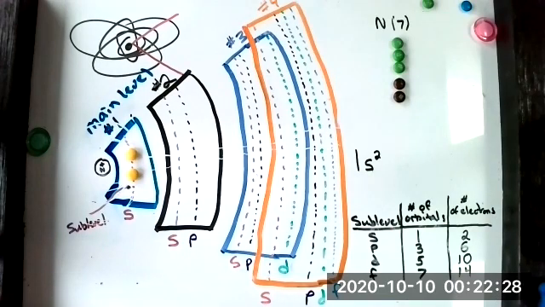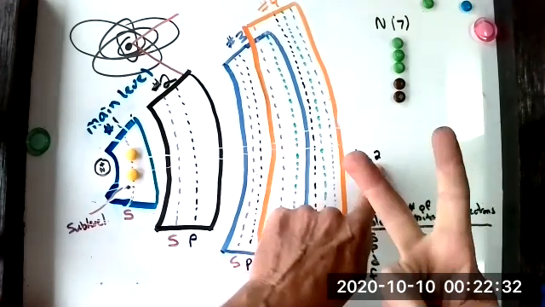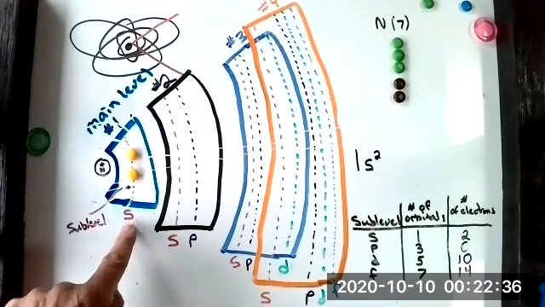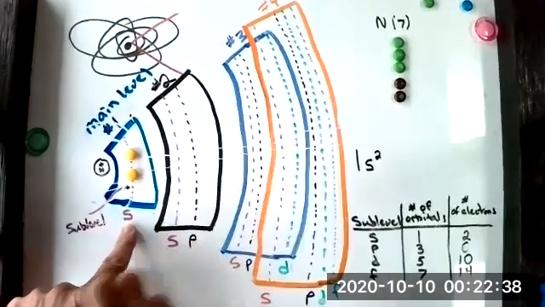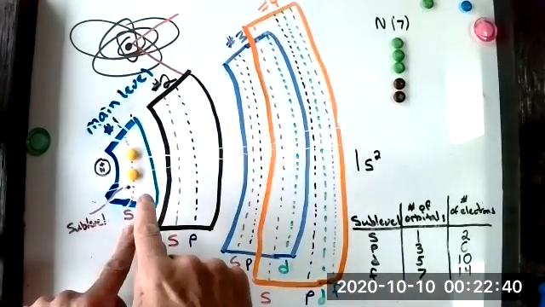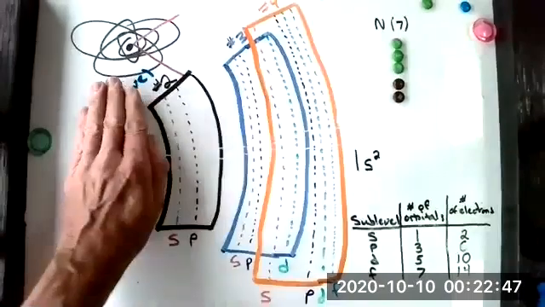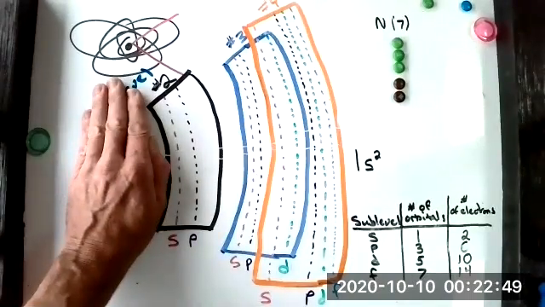All right? Oh, but look, my friends, look. The S, you already have 2 in there. Guess what? That's all it can hold. This S sublevel is closed. It's full. You cannot put a third one in there. So actually, the whole main level number 1 is closed. But you still got 5 more to go.